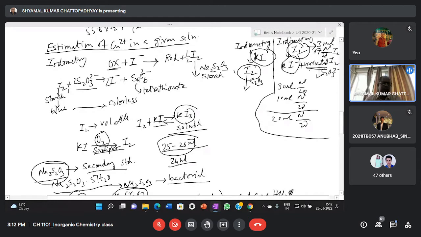Now the reaction is given here: iodine in presence of thiosulfate, iodine takes 2 electrons and is converted to 2 iodide. So each iodine molecule takes 2 electrons and is converted to 2 iodide, and 2 thiosulfate ions each give out 1 electron, and then these 2 thiosulfate ions are converted to S4O6 2 minus, which is called tetrathionate ion. So iodine plus 2 thiosulfate is converted to 2 iodide plus S4O6 2 minus. So this is thiosulfate and this is tetrathionate ion. Okay, and we monitor this reaction using starch as an indicator.